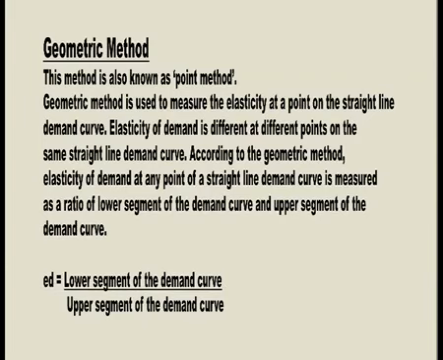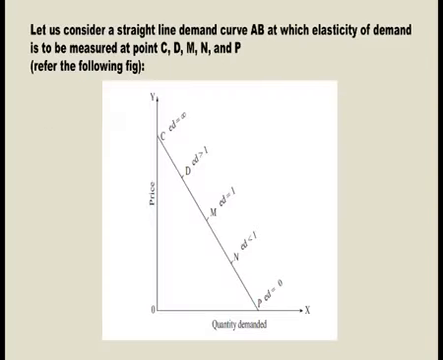Now the second method, it's the geometric method. According to geometric method, the price elasticity of demand is measured at a point on the straight line demand curve. How is it measured? Elasticity of demand equal to lower segment of the demand curve divided by upper segment of the demand curve. We can have an illustration here. You can see a straight line demand curve here and there are different points marked on this demand curve. You can see that point A, B, C, D. These points are marked.